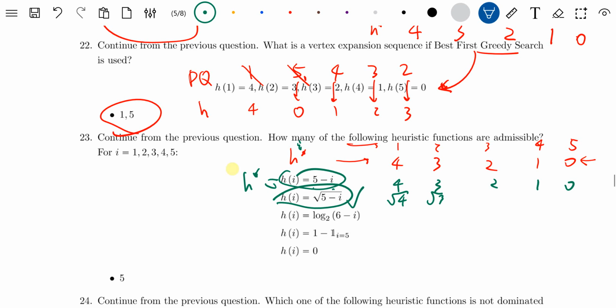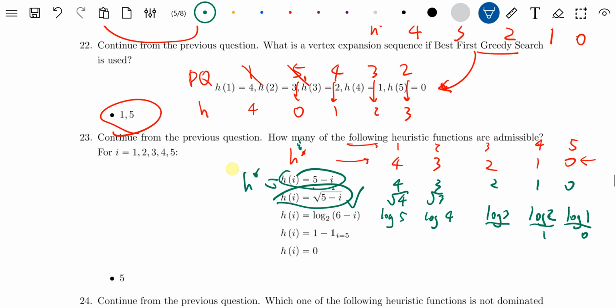And this is slightly harder. So this is log of 6 minus i: log 5, log 4, log 3, log 2, and log 1. The thing you should remember is log 1 is 0, so that's okay. Log 2 is 1, so that's okay.